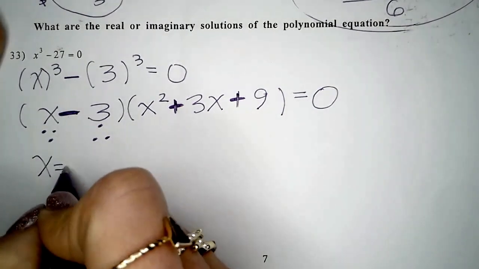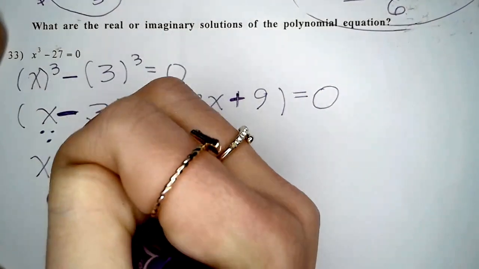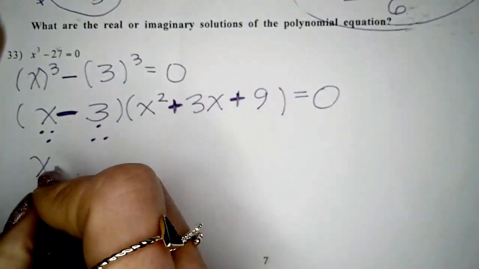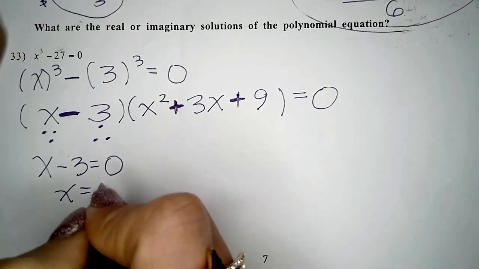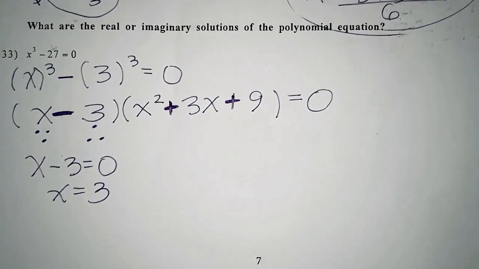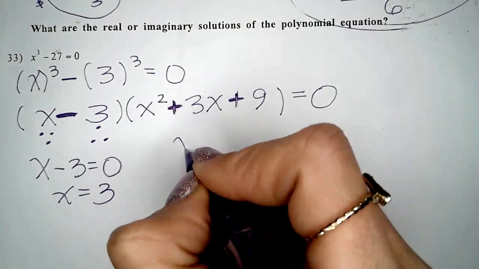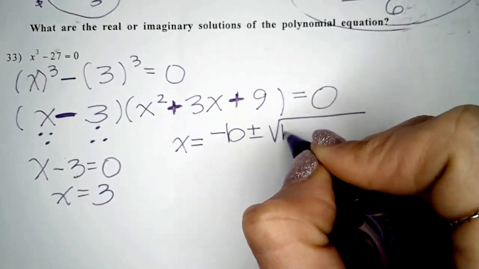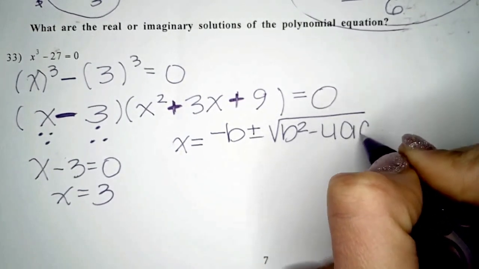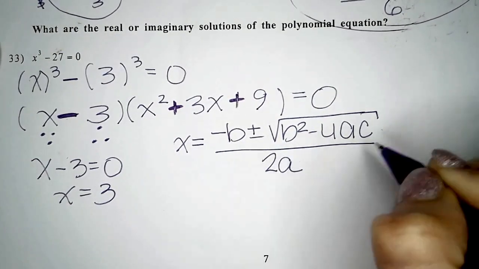From here, I'm going to solve this. I set this equal to 0. X minus 3, we're going to set that equal to 0. This will give me a real answer. That's x equals 3. Now for this one, I have to use quadratic formula because, like we talked about, it's not factorable. So I would do x equals negative b plus minus square root of b squared minus 4ac. This is the regular, good old-fashioned quadratic formula, all over 2a equals.